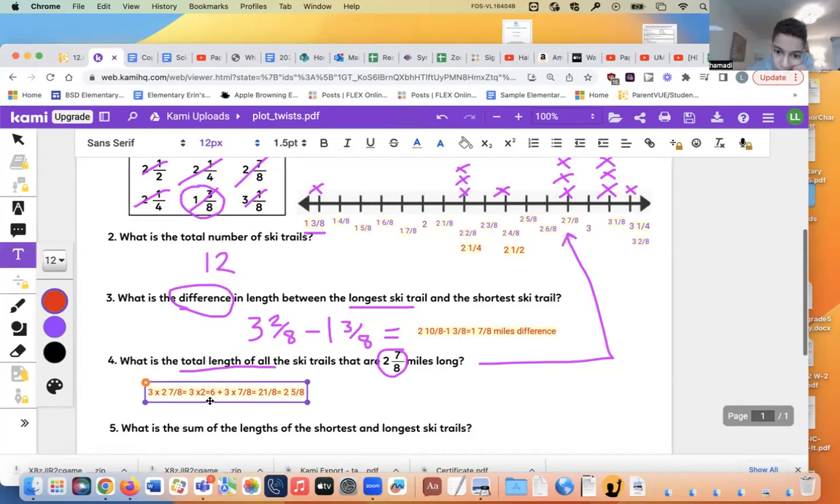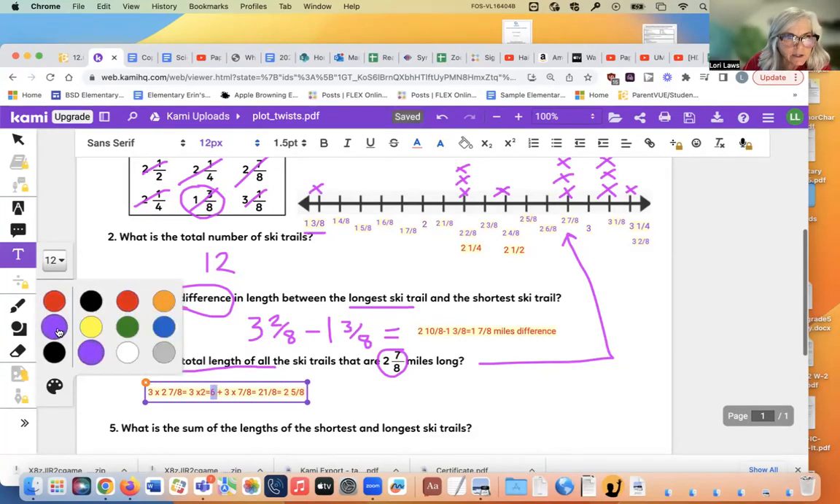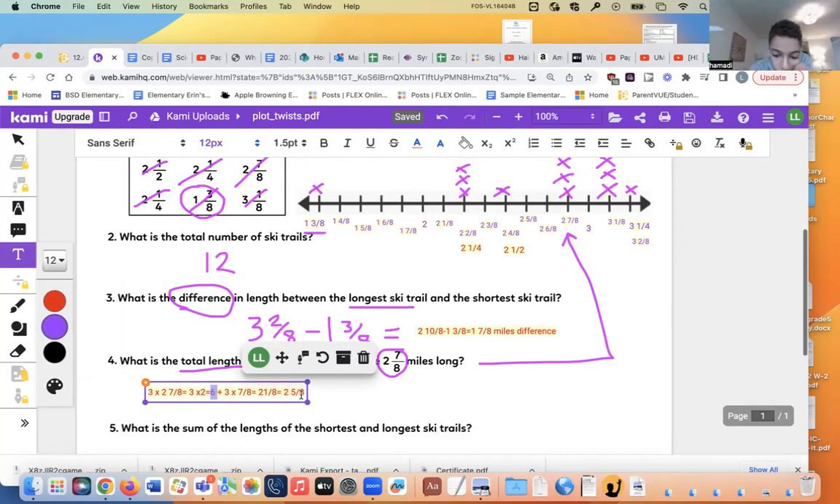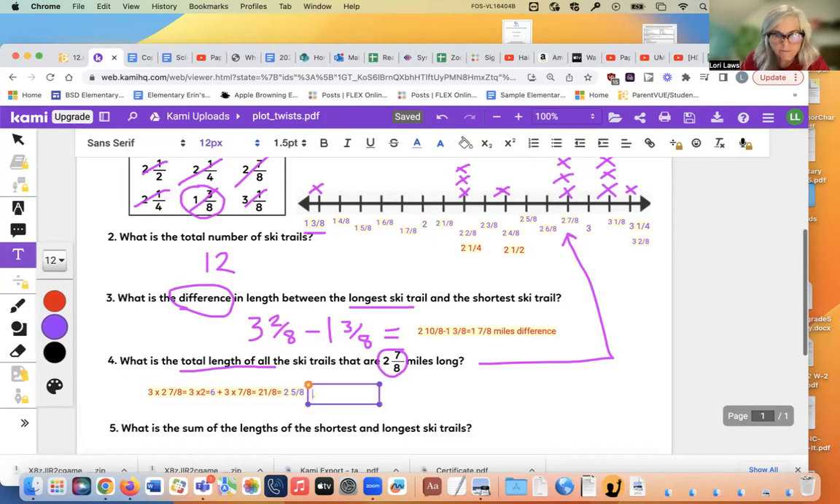If I add together my 6, I'm going to make that a different color, and I add together my 2 and 5/8. Then my total is going to be 6 plus 2 and 5/8 equals 8 and 5/8 miles long.